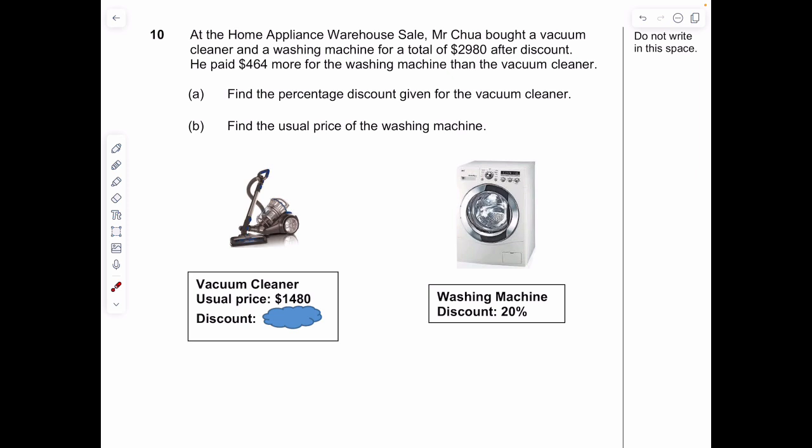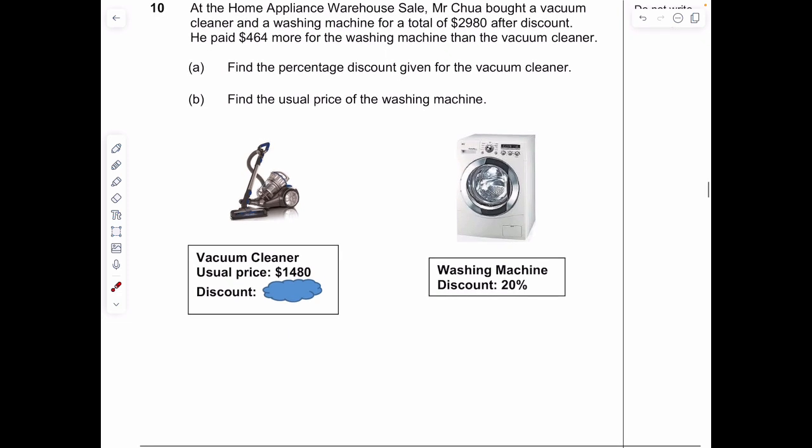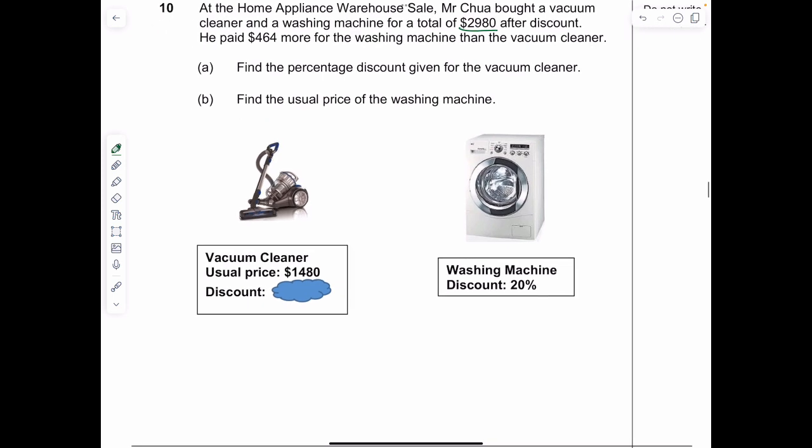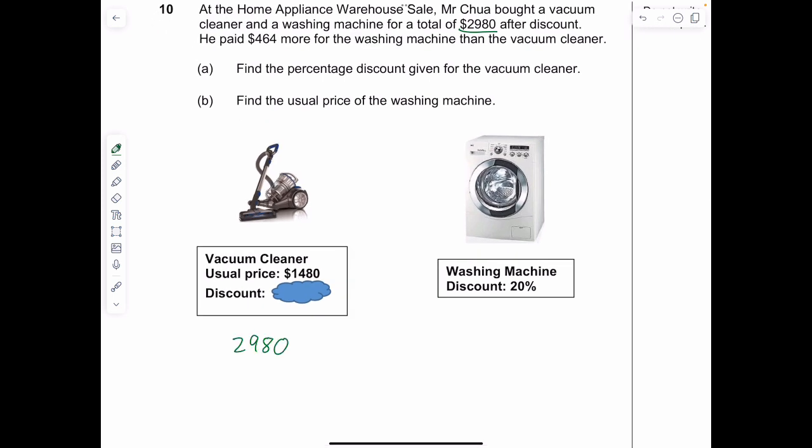Now the first thing you need to know is the cost that he paid for the washing machine. Now in total, he paid 2,980, right? But don't forget, you want to find out the vacuum cleaner cost. So you have to subtract away the extra cost that he paid for the washing machine and then divide by 2. When you do that, you know that he paid $1,258 for the vacuum cleaner. Okay, so this is what he paid.